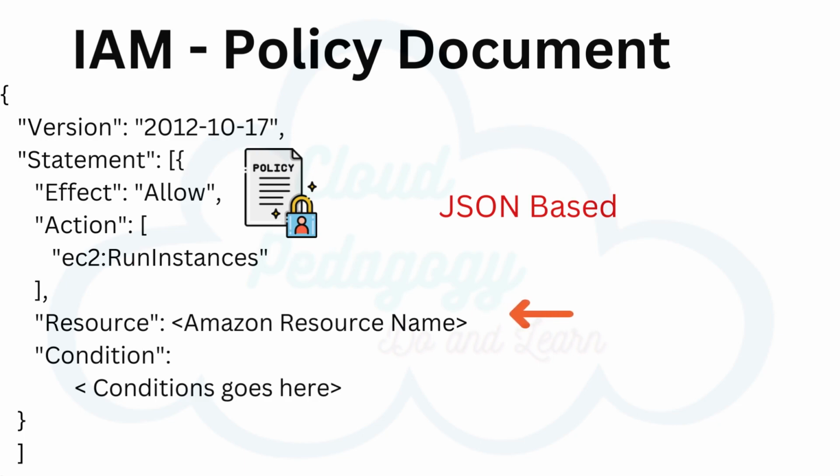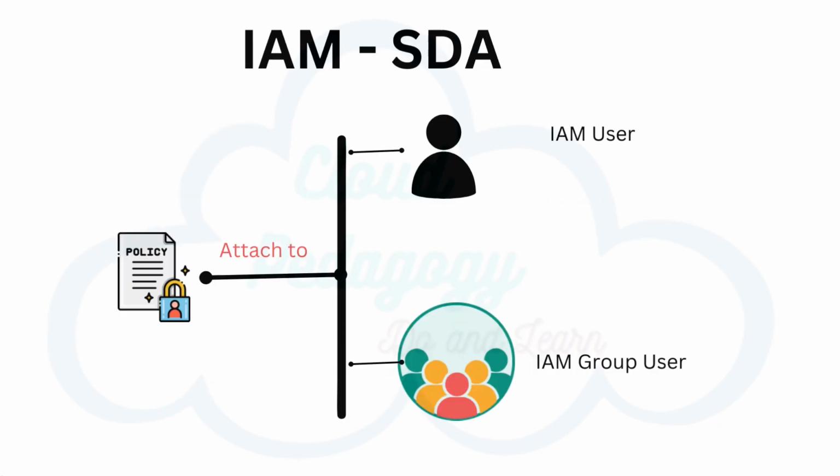We see the resource, which allows you to restrict which AWS resources the actions are allowed to be performed against. You can also include conditions in your policies that can further restrict actions. IAM policies can also be attached to groups. IAM groups are simply a grouping of IAM users. You can attach a policy to a specific user or to a group.